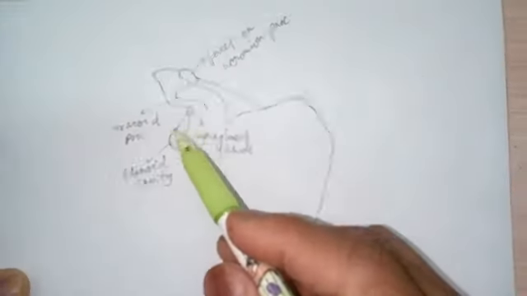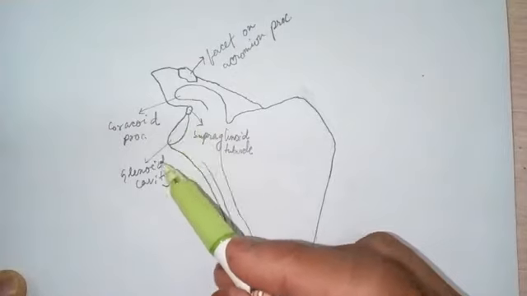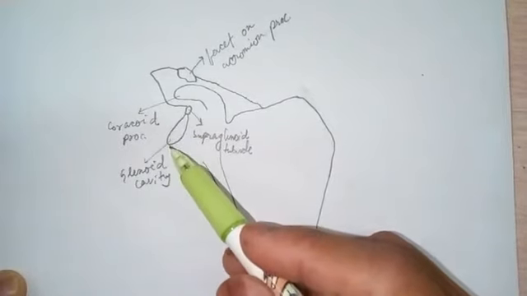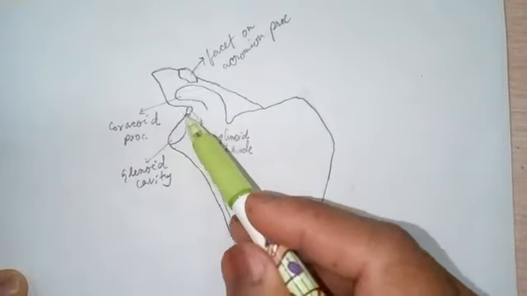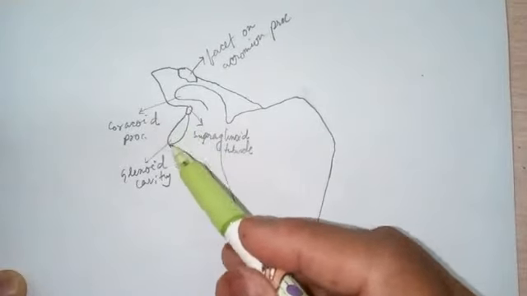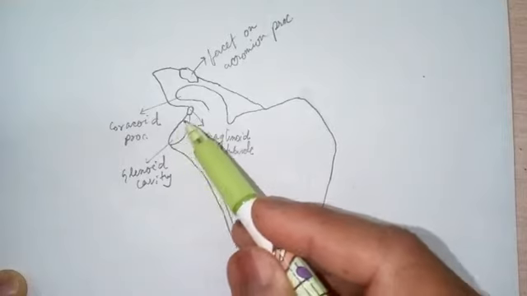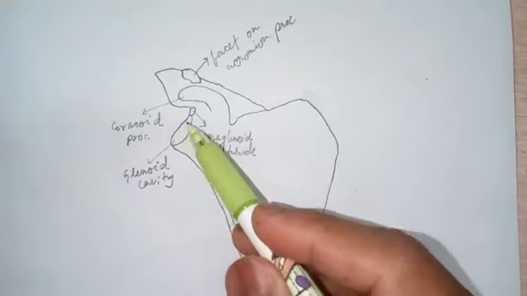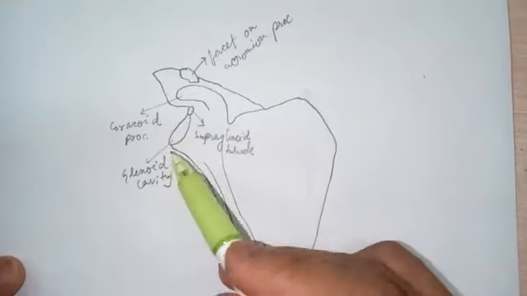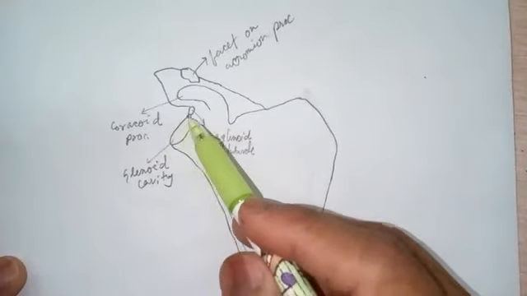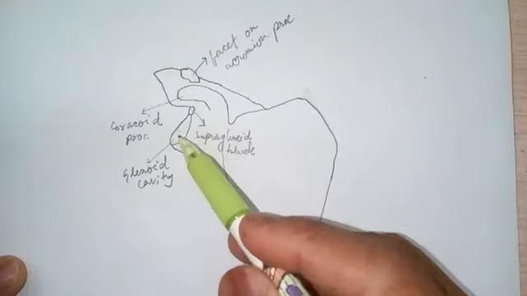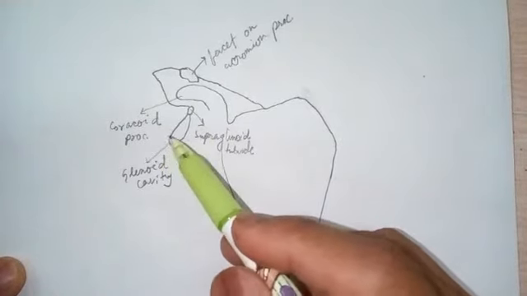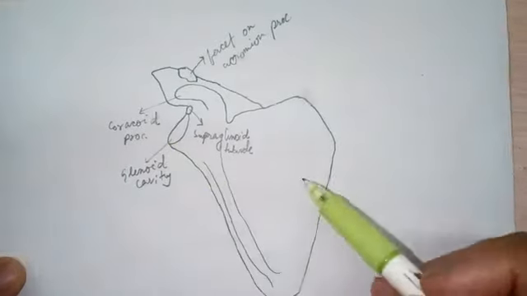And the glenoid cavity itself is the lateral end. I haven't mentioned it on the dorsal surface. So here is the lateral angle, and it is not clearly marked, so I didn't mention it. Please mind that the glenoid cavity is also the area of the lateral angle of the scapula.